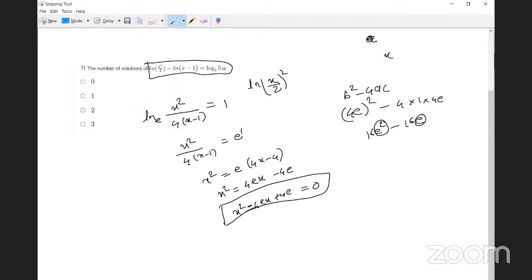Here you can see it is positive and it is negative. There are two roots such that I will get the product positive and their summation negative. It is possible only when both the roots are negative, right? If both the roots are negative, then the multiplication is positive and the summation is negative.